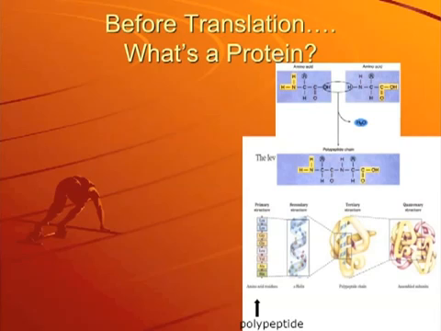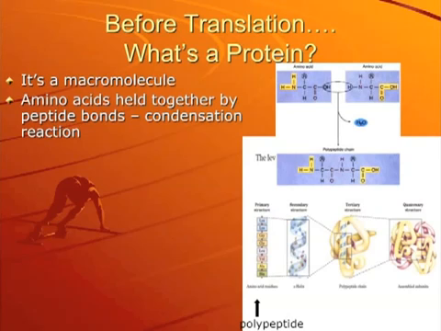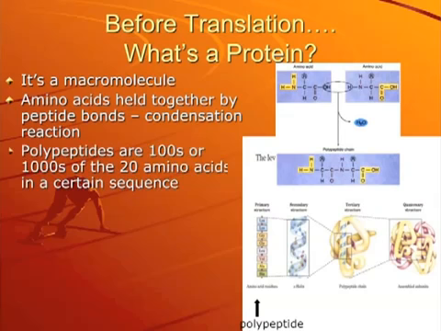But before we begin, I want to review what a protein is. Hopefully you remember that it is a macromolecule, made of amino acids held together by peptide bonds, which are condensation reactions. A polypeptide has hundreds or thousands of these amino acids in sequence. Now, the sequence of the amino acids determines the type of protein that you just made, because there are four main levels of structure.